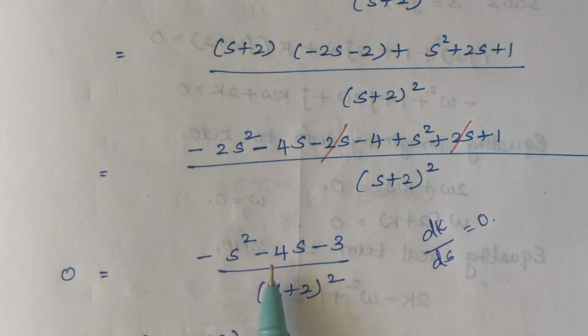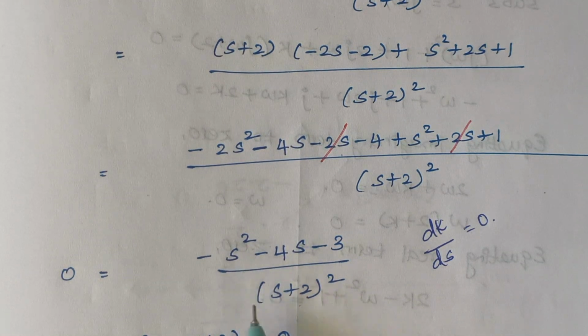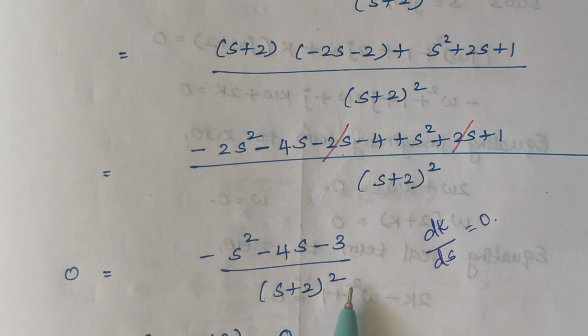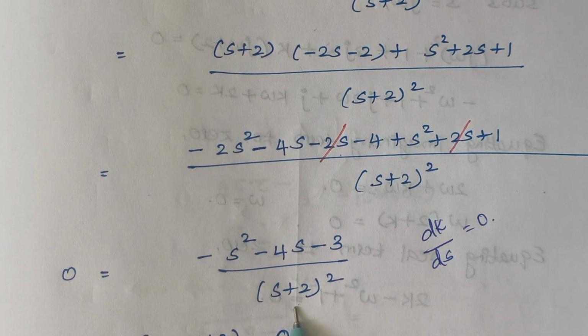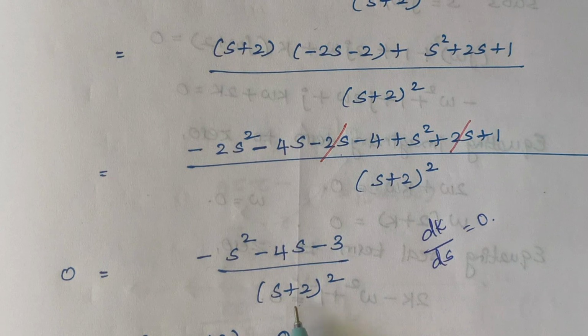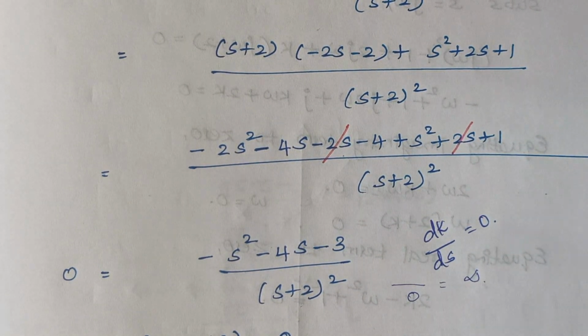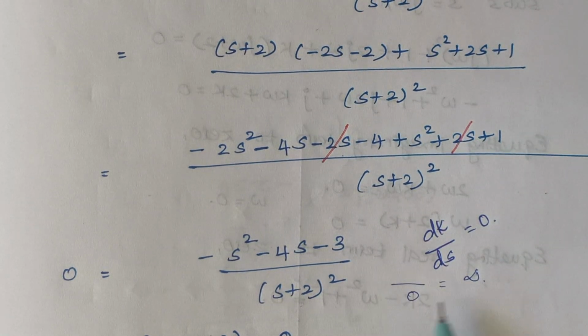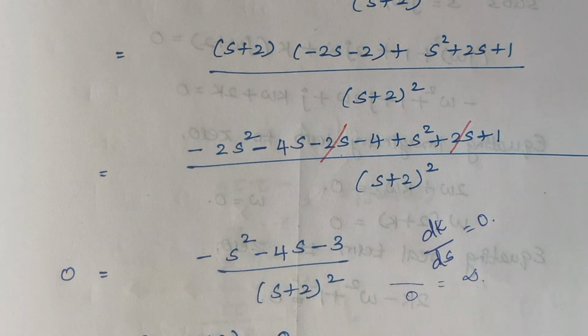So in order to make this expression 0, just now tell me whether we have to equate the numerator term to 0 or the denominator term to 0. For example, if you substitute the denominator term as 0, what about the answer? It is infinity, right? Anything divided by 0 is infinity. So the only option is this numerator term should be made equal to 0, right? That is our next step.